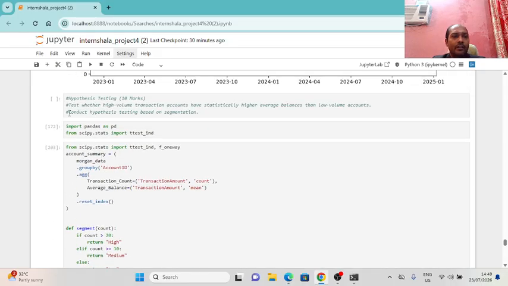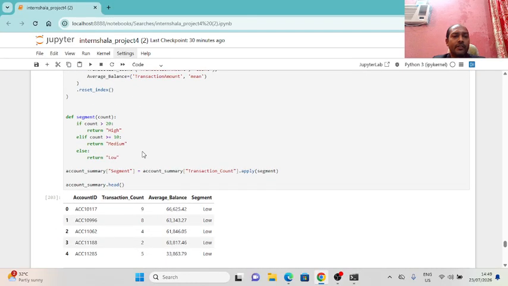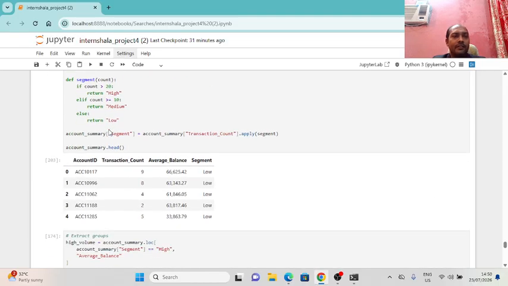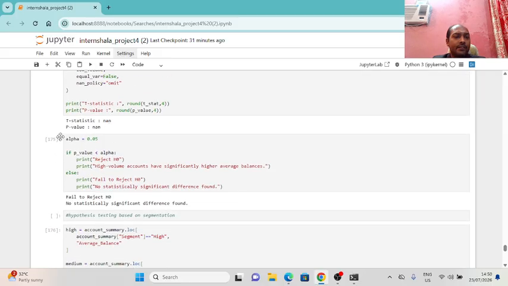Here I have calculated the hypothesis testing based on the segmentations. In the above data I have done the segmentation on the basis of account balance, customer activity and transactions. Like if there are more than 20 transactions in the month, they have higher activity in their transactions and account. And this is the data that I have calculated.